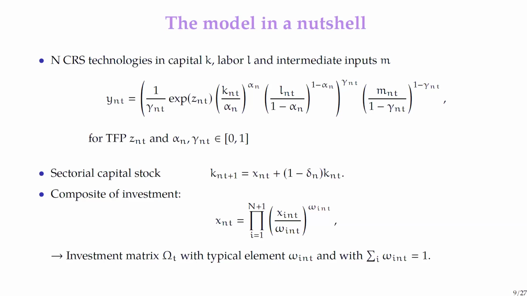And this investment within the sector will be a composite of investment that is sourced from all other sectors in the economy. So basically, investment in sector n that is sourced from sector i, and so on. And basically, the investment network will be represented by a matrix omega, with the typical element being this little omega that represents the expenditure shares of investment in each economy, and that will sum to 1.